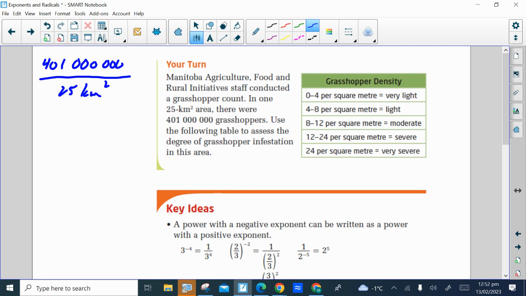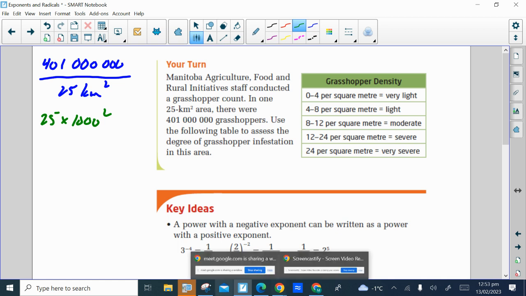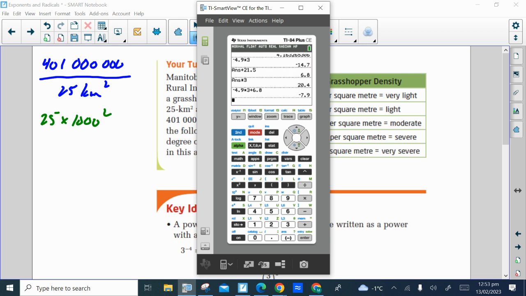However, we're not going from kilometers to meters, we're going from kilometers squared to meters squared. So to make that conversion, instead of multiplying by 1,000, we have to multiply by 1,000 squared because area is in units squared. That is the reason why we have to multiply by 1,000 squared. So let's do that on our calculator. If we go 25 times 1,000 squared, that gives us 25 million.